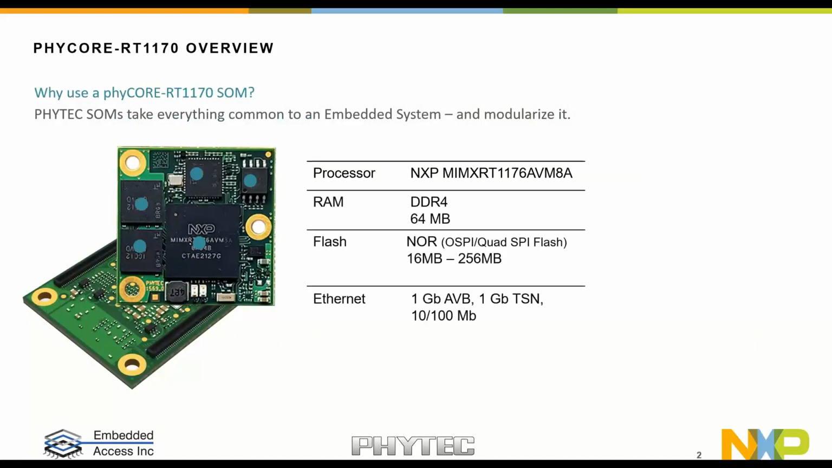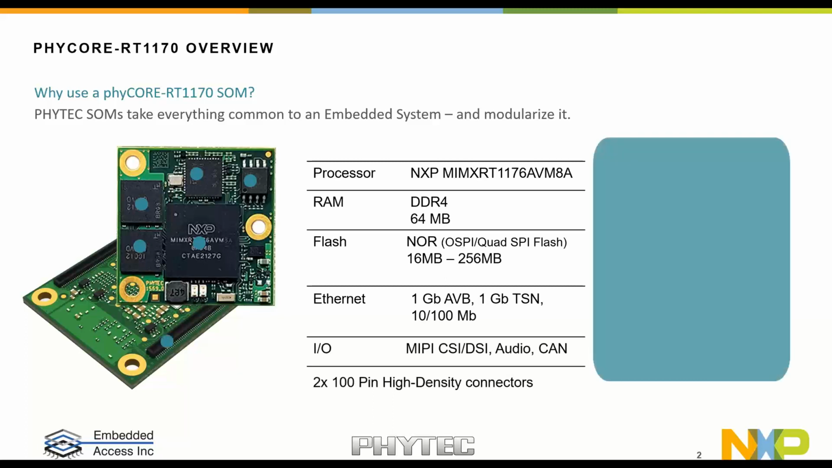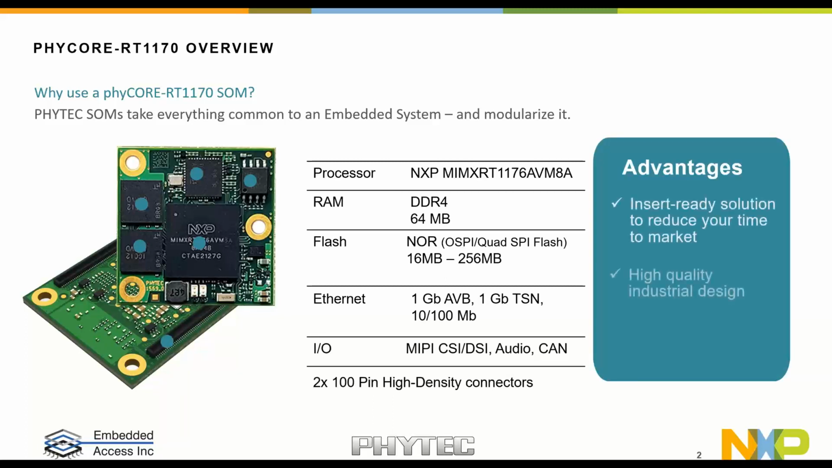Now, what does our phyCORE-RT1170 SOM actually include? Again, it's every key component to your embedded system. One of the great things about SOMs is that they're configurable. What you see on the screen here is our default configuration, but we can select which components to populate. We can change the memory density, we can change the processor. So for example, if you didn't want to run with the 1176 and you just wanted one M core from the 1171, we can populate that.